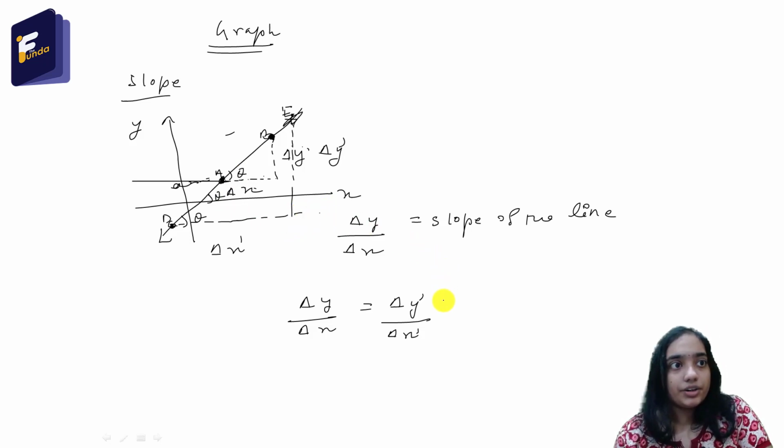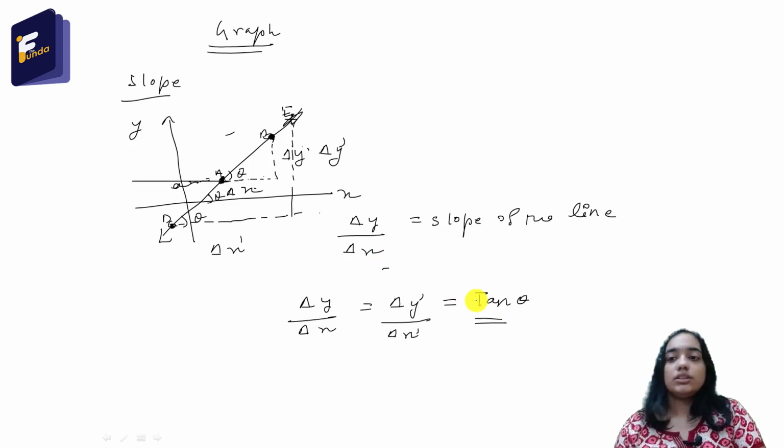This is a concept of trigonometry. If you know trigonometry, then you can say that it is equal to tan theta. Okay, that is just the way we represent the slope. So this is the whole concept of slope. So here I have defined the slope of a line.